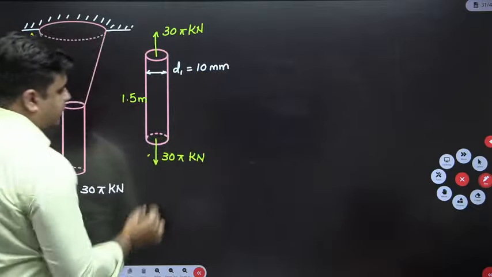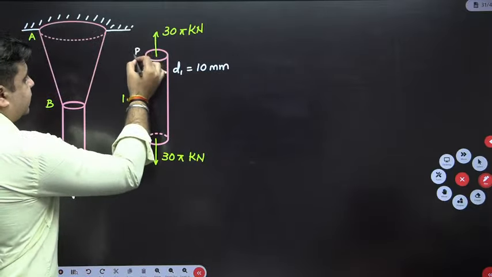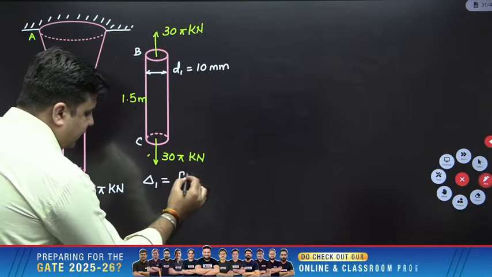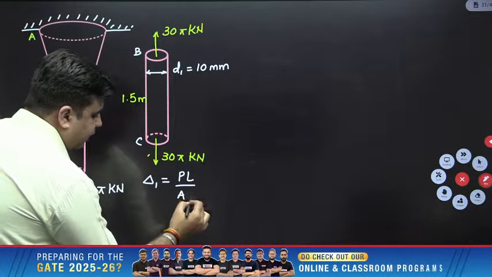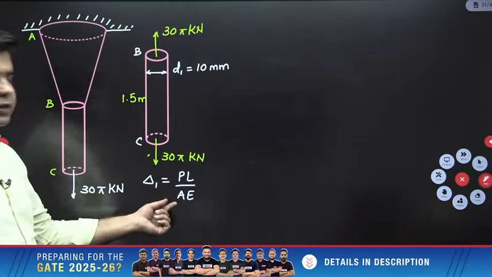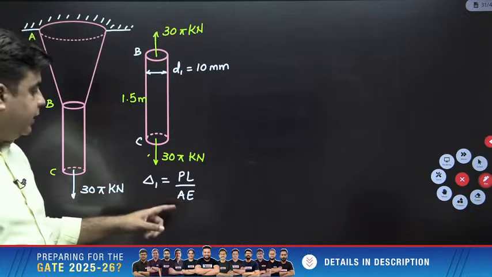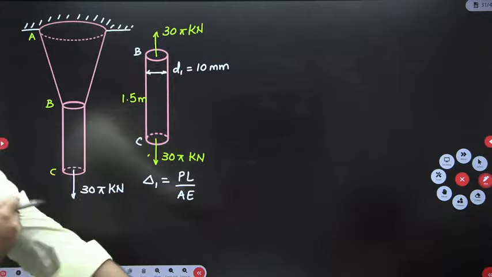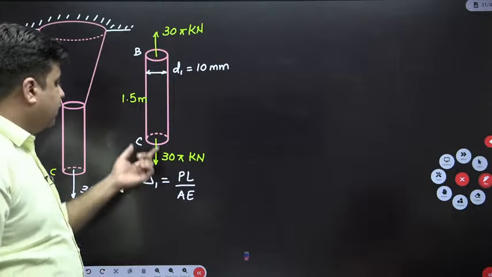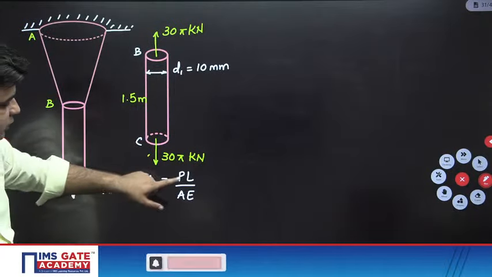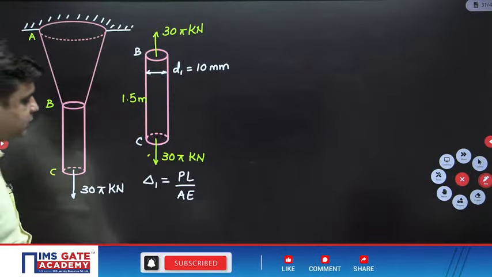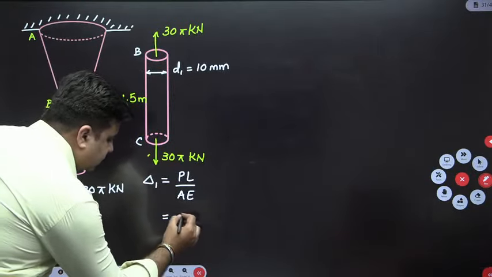So sir, what is the deformation of this bar BC? Deformation of this bar BC, delta 1, is equal to PL upon AE. Reason being, it's a prismatic bar, and for a prismatic bar deformation delta is equal to PL upon AE. What is the load acting over the bar? Load acting is 30 pi.